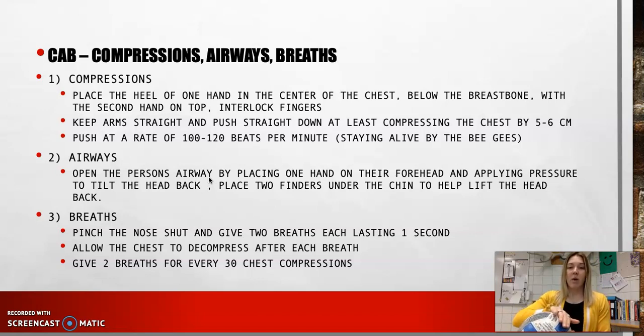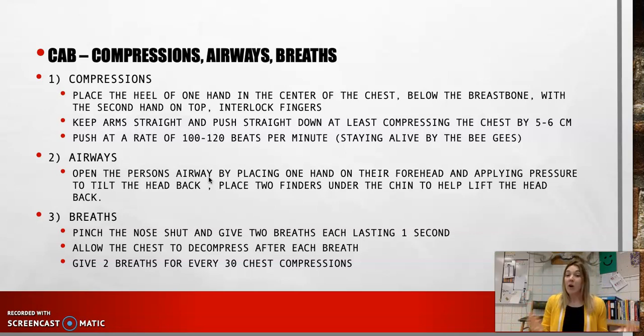You want to place one hand on the forehead and apply pressure to tilt their head back. You can also put 2 fingers underneath where the chin would be and use that to tilt. So you're opening the head backwards so that their airway opens more fully.